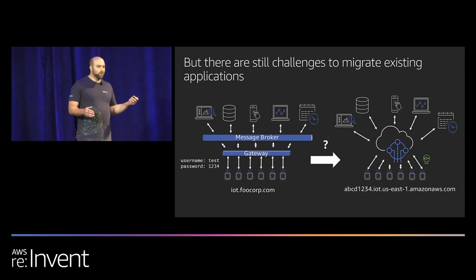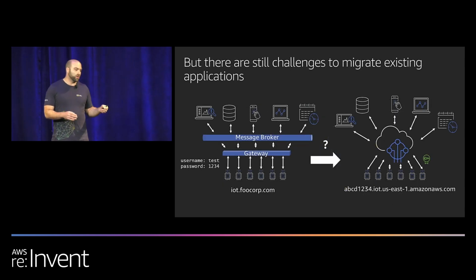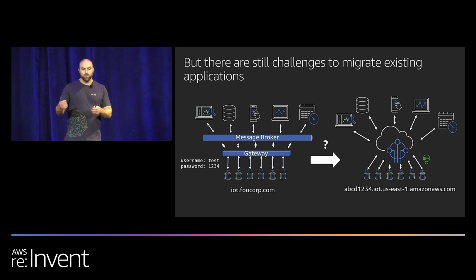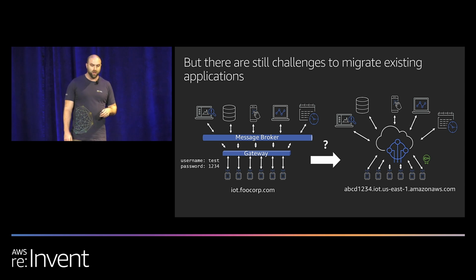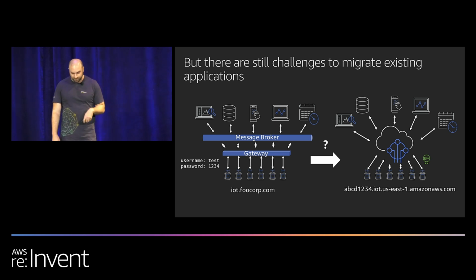But there's still a problem. How do you take your connectivity and messaging infrastructure and move it over to IoT Core while maintaining a consistent interface for your devices to communicate? This is a problem because it's much simpler to update backend application software than it is to update device-side software, for instance, to handle a new interface like a new endpoint or a new authentication mechanism.